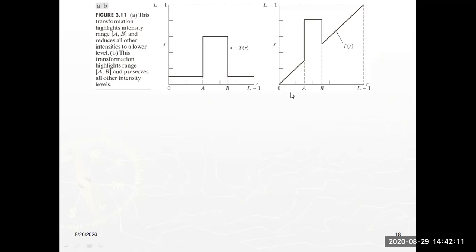But here also, from 0 to A there is a linear change, but from A to B there is another difference. The change will be like this, but again from B to the last. So before A and after B there is a linear change, but in between A and B there is a different change. Now we have to apply these two transformation techniques or transformation functions on our image. So we will see what happens.